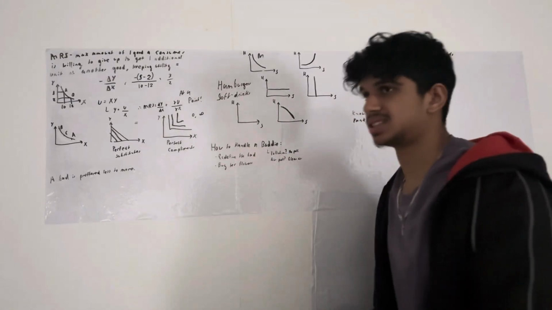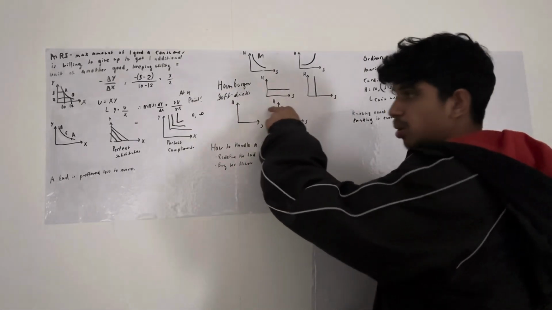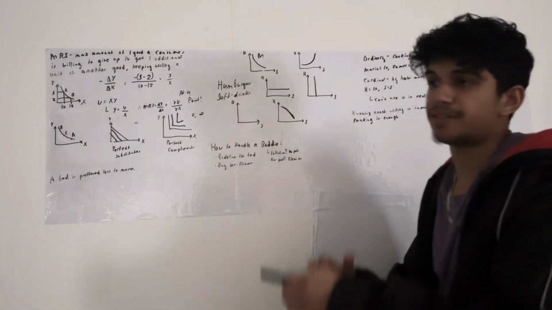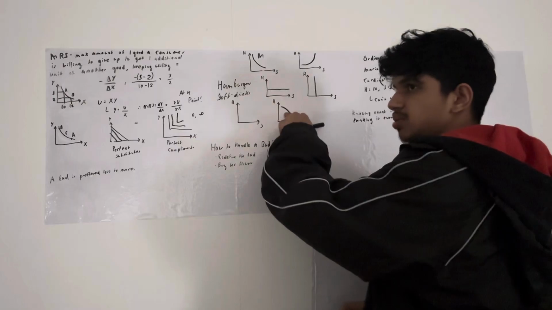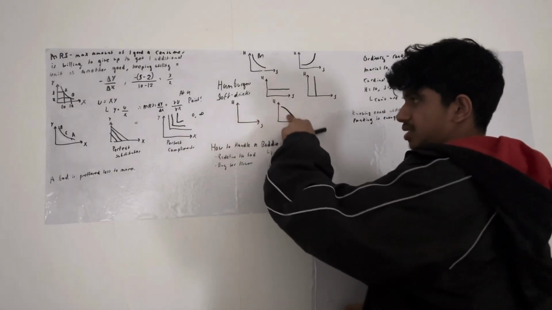The reason why it looks like a PPC and it's going downward is because both goods are bad. They're both bad. He doesn't like hamburgers. He doesn't like soft drinks. He would prefer less to more, of course, which is why it looks like that, why it's concave to the origin, like this.